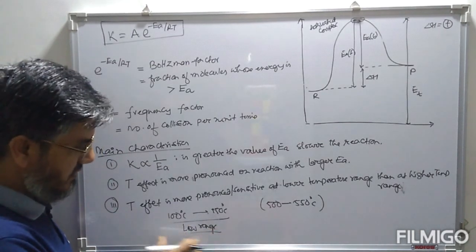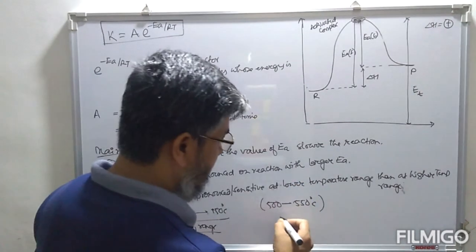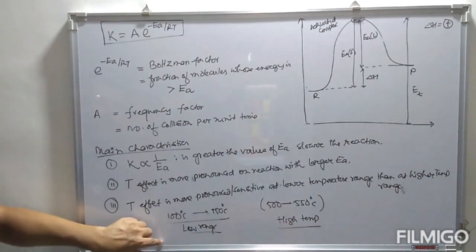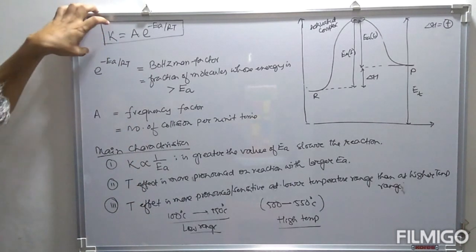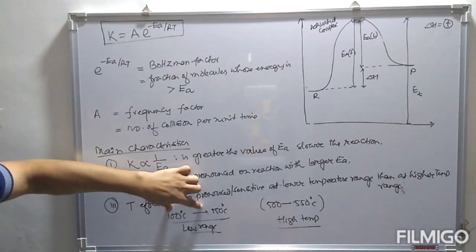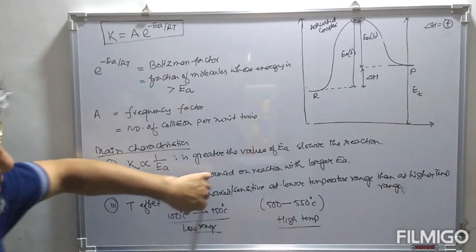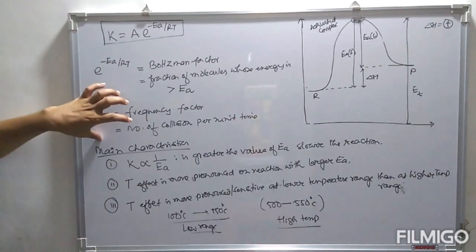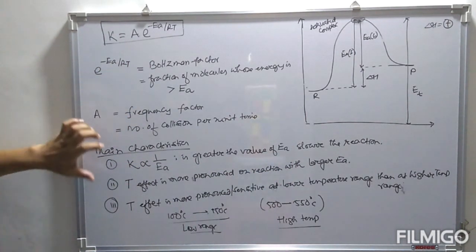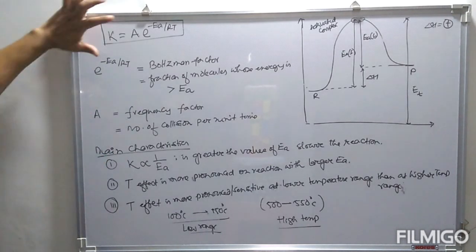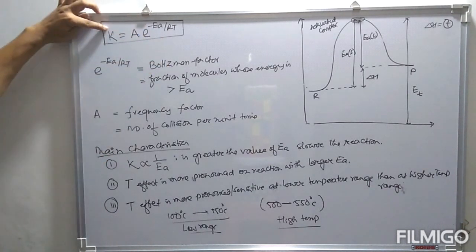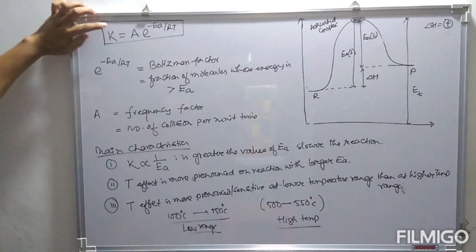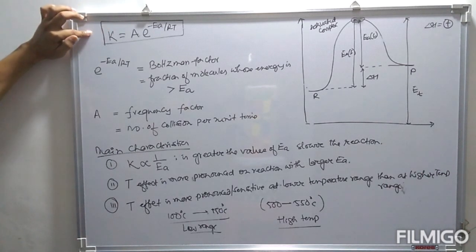The only difference is this is at low temperature range, this is at high temperature range. So when we study the effect of temperature on rate constant k, the effect of temperature is more pronounced at low temperature range than at high temperature range. So this is the main characteristic of the Arrhenius equation. So activation energy is more, rate constant is less, slower reaction. Activation energy is less, rate constant is more, faster reaction.